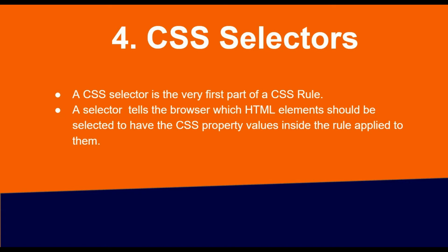So we have selectors. A selector is basically the first part of a CSS rule. As previously seen, it tells the browser which HTML element should be picked and have the property values inside the rule applied to them. There are a couple of CSS selectors. We are going to focus on three main ones which are commonly used.